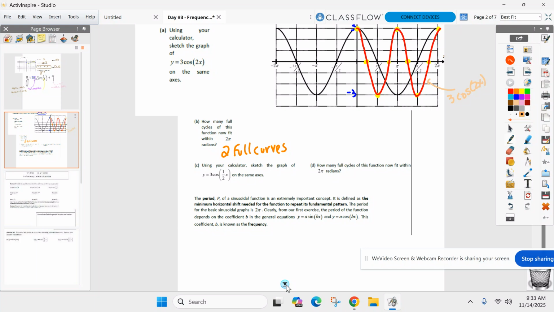Pencil. Do this in a different color, please. This next graph, do it in a different color so you can definitely see it between the other 3 for me.